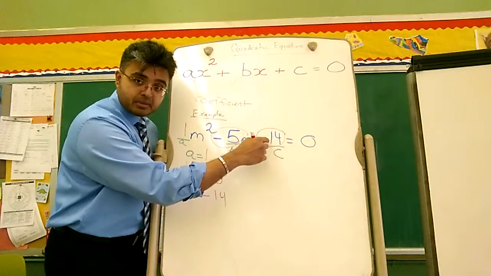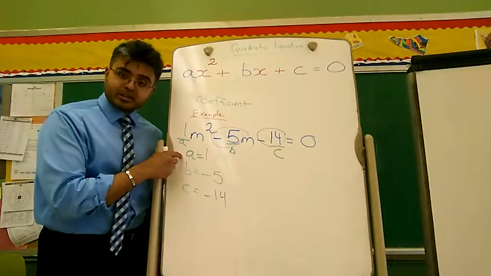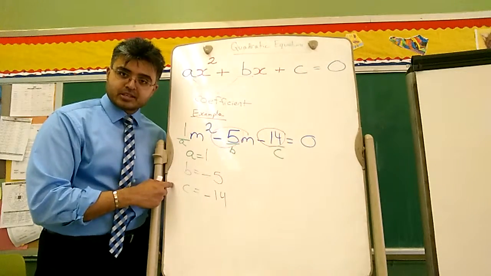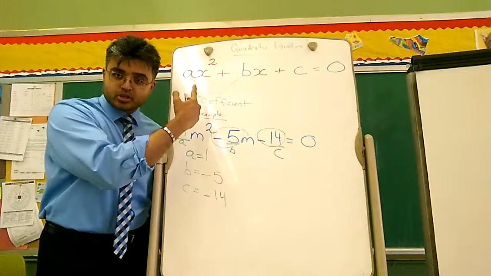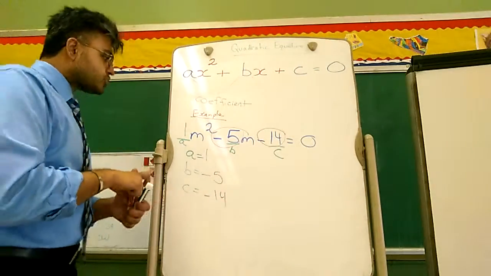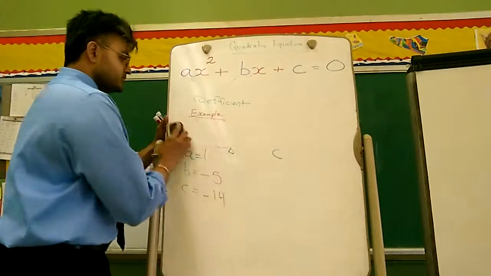Keep the minus with the family. And there we go. We got the A, we got the B, we got the C. And that's how you identify A, B, and C in a quadratic equation. Let's try another problem.